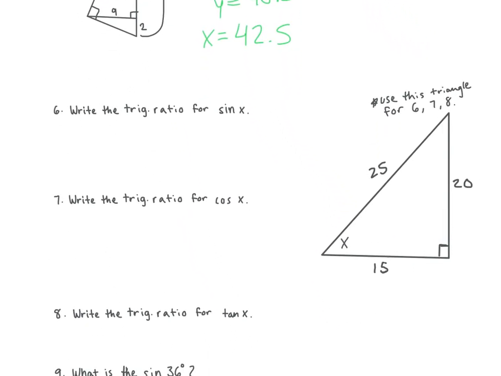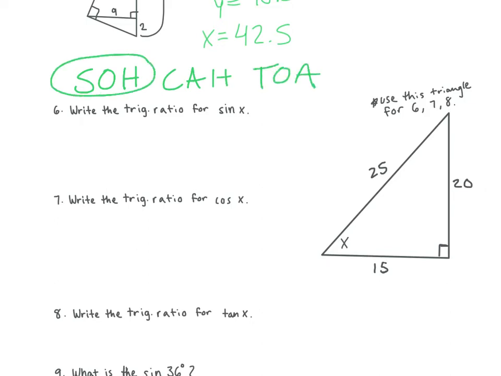Okay, now we're moving on to 8.2. Write the trig ratio for sine x. We're using this triangle to the right. What is sine? What's the acronym that we need to remember? SOHCAHTOA. So sine is opposite over hypotenuse. If we're looking at angle x, the sine of x is going to be the opposite, so 20, over the hypotenuse, which is 25. Perfect.